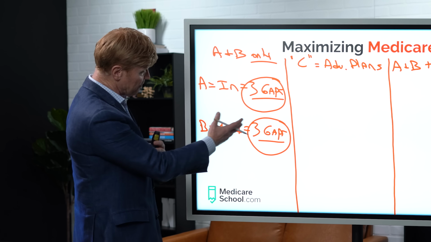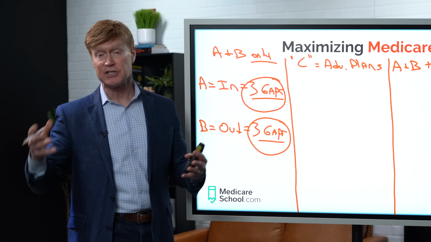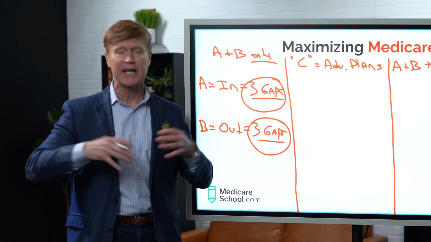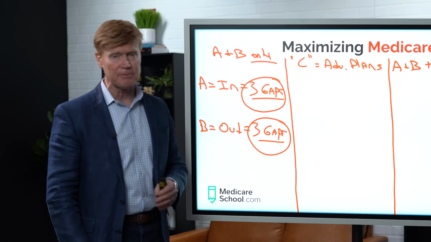And the biggest one over here on the B side is the 20% coinsurance that never stops. In other words, there's no stop-loss limit. It keeps going and going and going, never stops. So that's the least amount of insurance coverage.